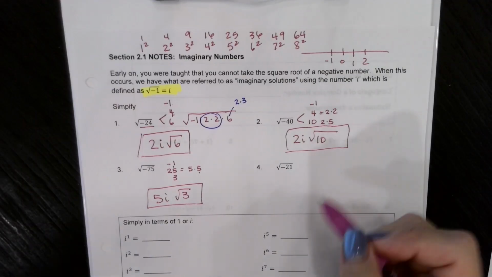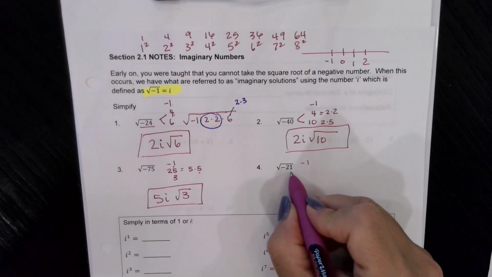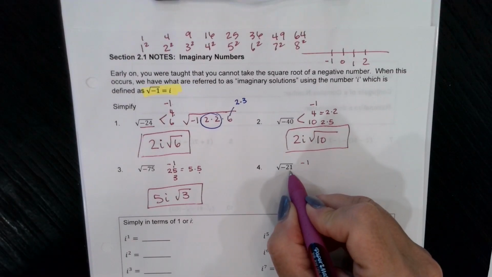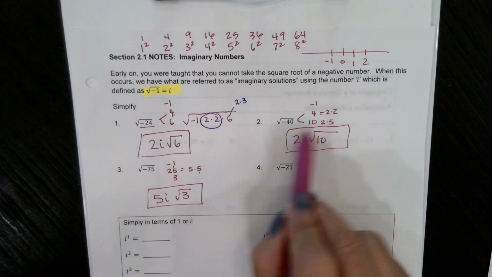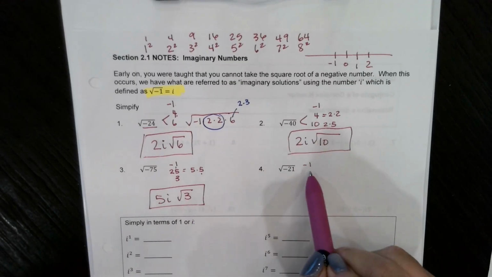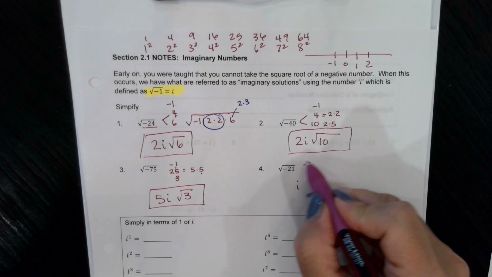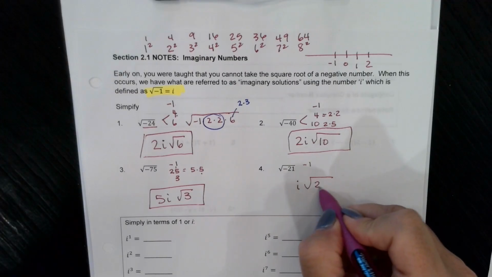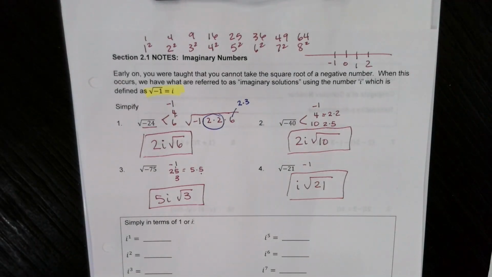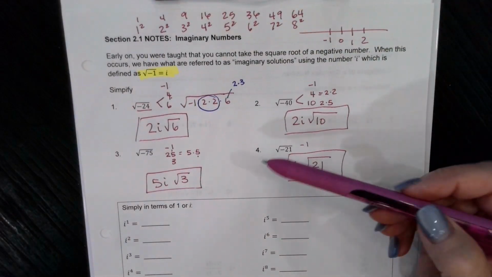Okay, last one. So if I look at 21, I have negative 1, and then the numbers that I can pull out of 21 are 3 and 7. So this does not simplify. With these other examples up here, I've been able to pull out a perfect square, but I can't pull out a perfect square with this one. So I pull out my i for my negative 1, and then I have to leave the square root of 21 underneath the radical. Nothing comes out.